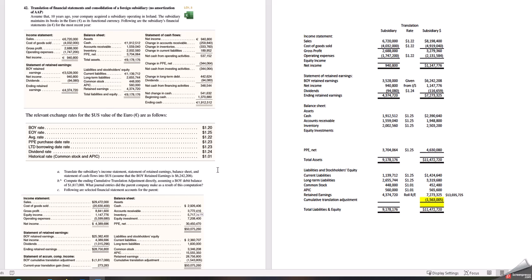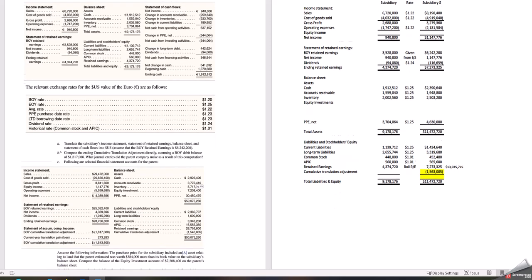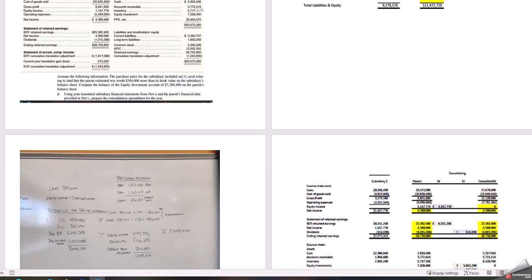Our common stock and paid-in capital are translated at that historical rate. And again, we want our assets to equal our liabilities and our equity, so we have a cumulative translation adjustment. So it needs to end at the $1,563,005. Now they tell us over here in the problem, it has a beginning balance of $1,817,088. So then the difference between those is going to be the change for the current year. And we'll eventually get into that.